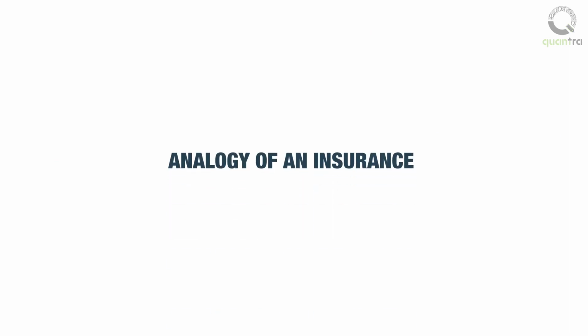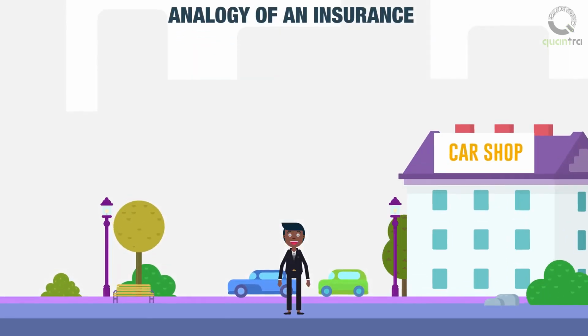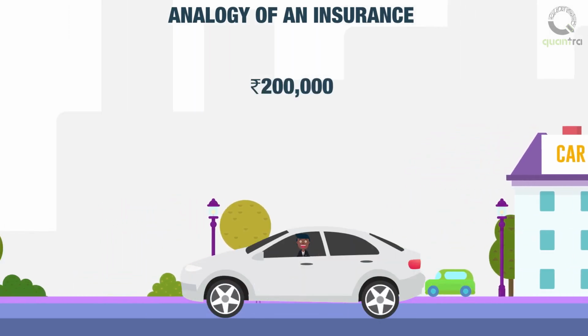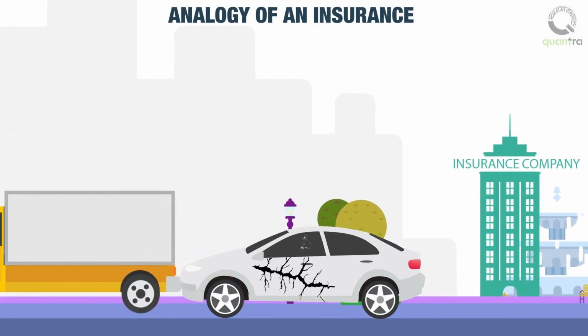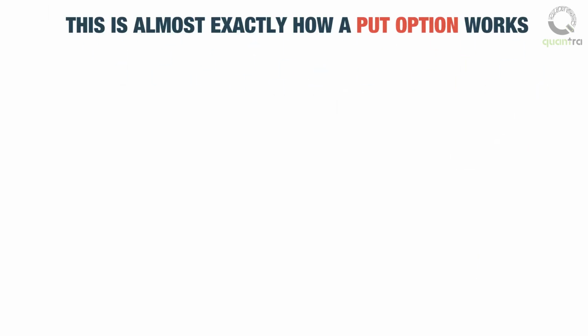For a better understanding, let us use the analogy of an insurance for a put option. Suppose John buys a car worth 200,000 rupees. John goes to an insurance company and buys an insurance for the car. He pays a premium of 25,000 rupees to insure the car for a year. Let's say he met with an accident and the car was completely damaged. Now, he opts to claim for the damages and in turn receives the insured sum of 200,000 rupees from the insurance company. This is almost exactly how a put option works.